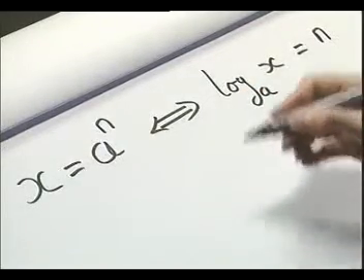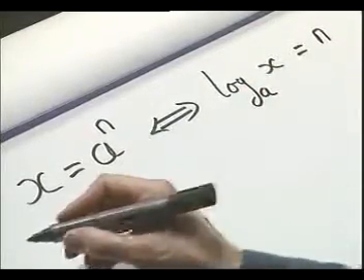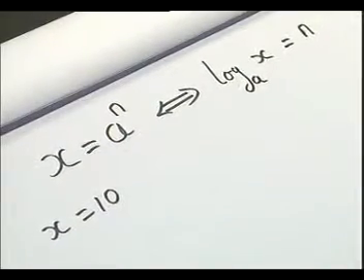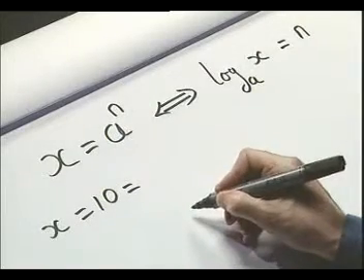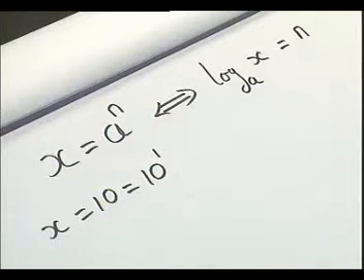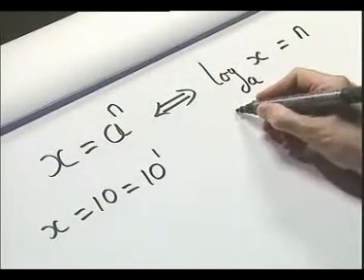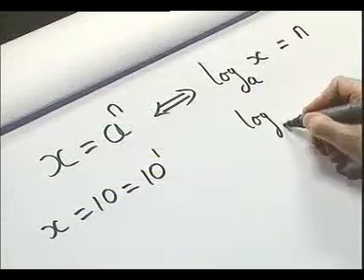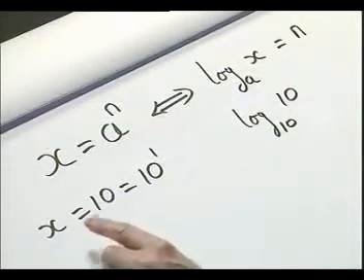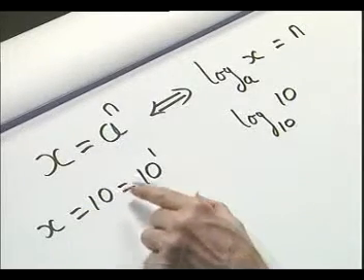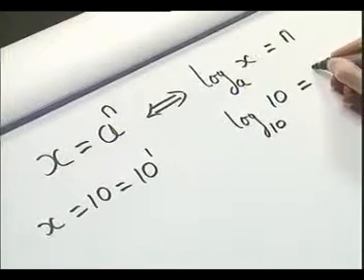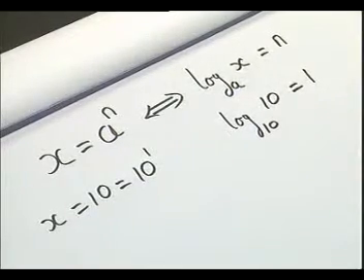Let's just develop a little bit of that. Supposing x were equal to 10, then we can write 10 as 10 to the power 1. So if I now take the log to base 10 of 10, then because 10 can be written as 10 to the power 1, its logarithm to the base 10 must be 1.